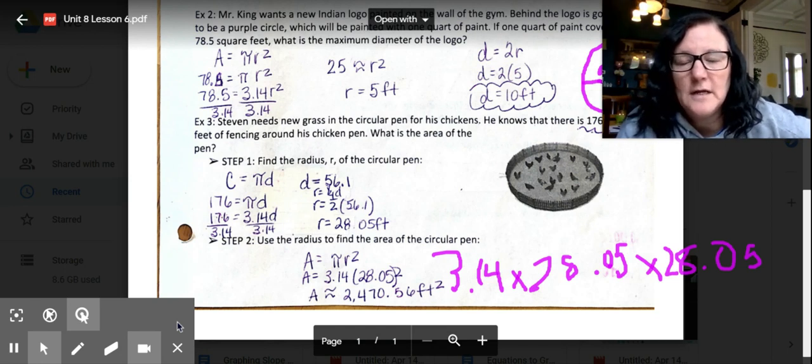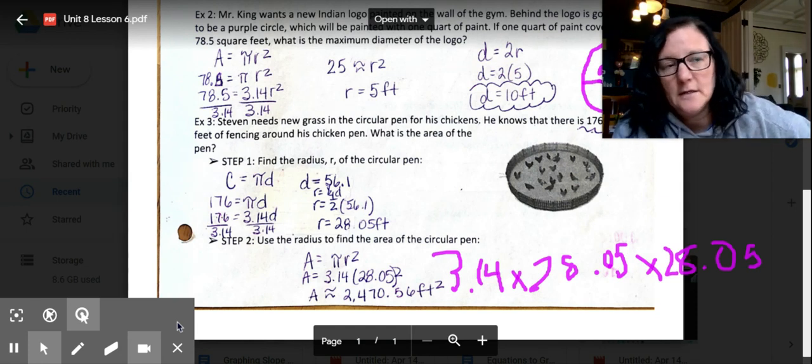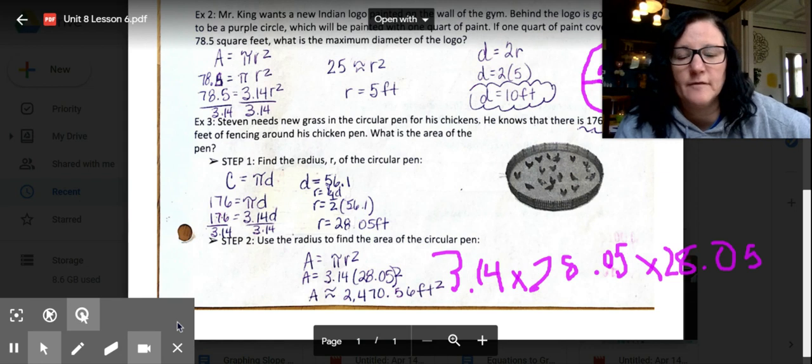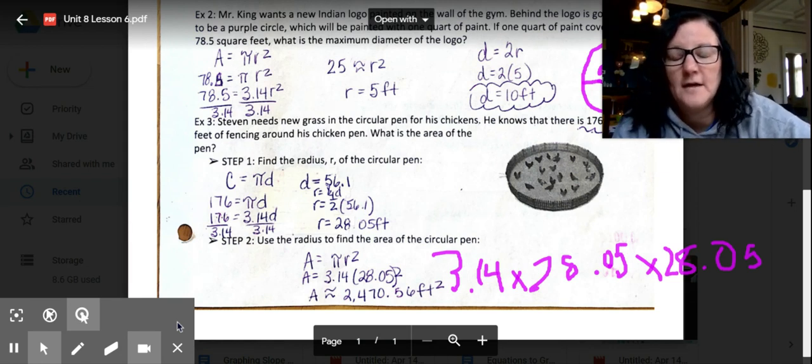Okay, so put it in your formula and solve. Just remember that radius squared means the radius times the radius. So whatever number it is, times itself, times pi. That is how you find area.